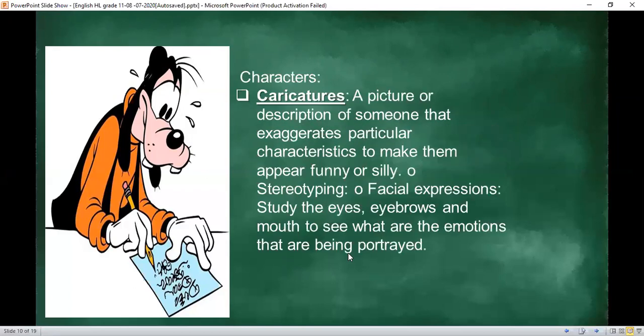Then caricature, those are the characters now. A caricature is the way in which a character is depicted, a picture or description of someone that exaggerates particular characteristics to make them appear funny or silly. Caricature is very common with cartoon strips. They make the character appear more funny by exaggerating certain features in their body to add to the humor. Then the facial expressions. The eyes, if they're wide open, the mouth, the eyebrows, that contributes. Raised eyebrows can maybe signify shock and so forth. So it's important to also pay attention to the facial expression and the body language.